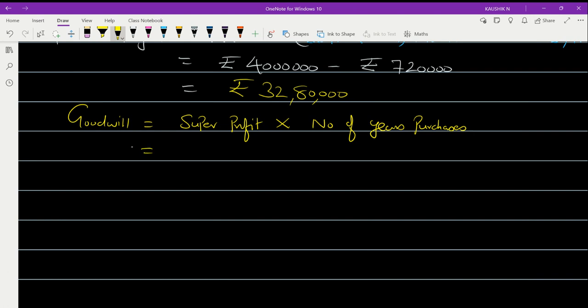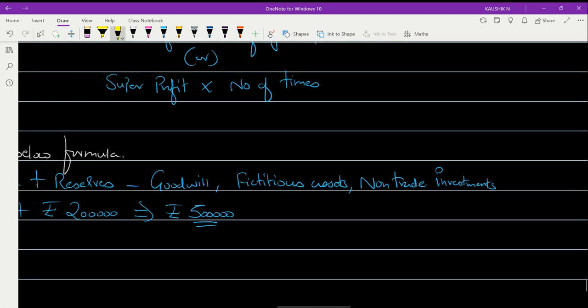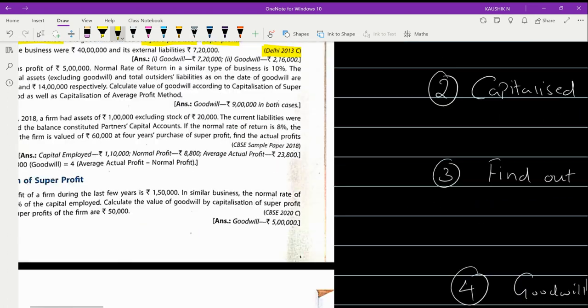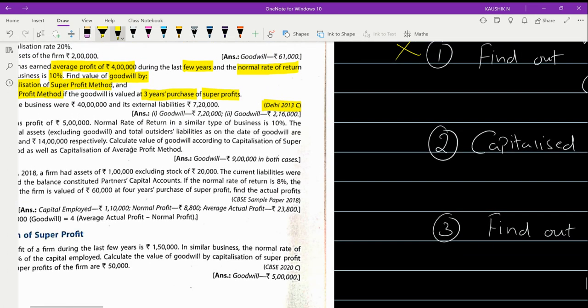So according to that, the value of my super profit which I got on top is rupees 72,000 into 3 years. 3 twos are 6, 7 threes are 21. So that means rupees 2 lakh 16,000 is my goodwill amount under super profit method. Check our answer first. Are we getting this 2 lakh 16,000 as an answer for the second category?